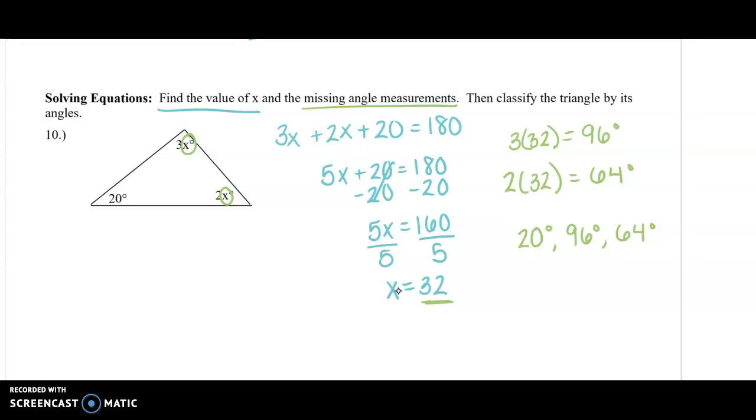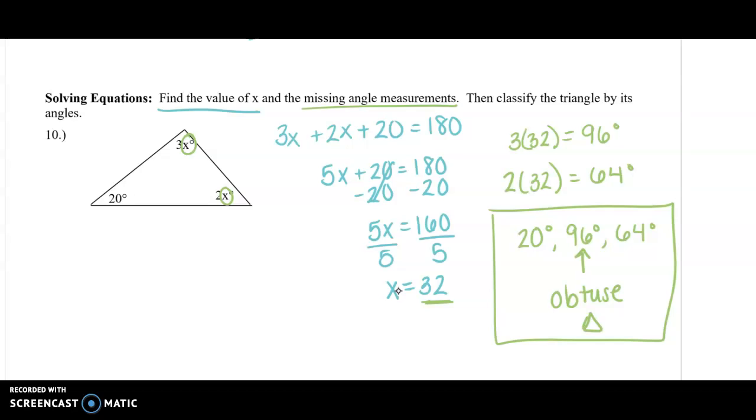Then classify the triangle by its angles. This right there is an obtuse angle, so this would be an obtuse triangle. So that would be my final answer, including also that x is 32.